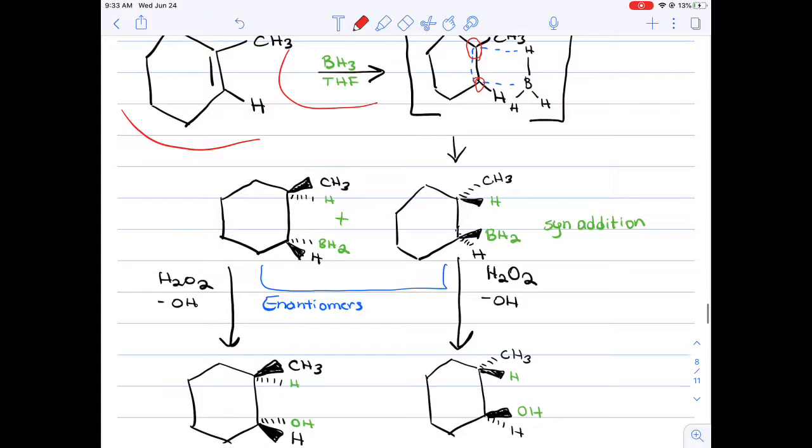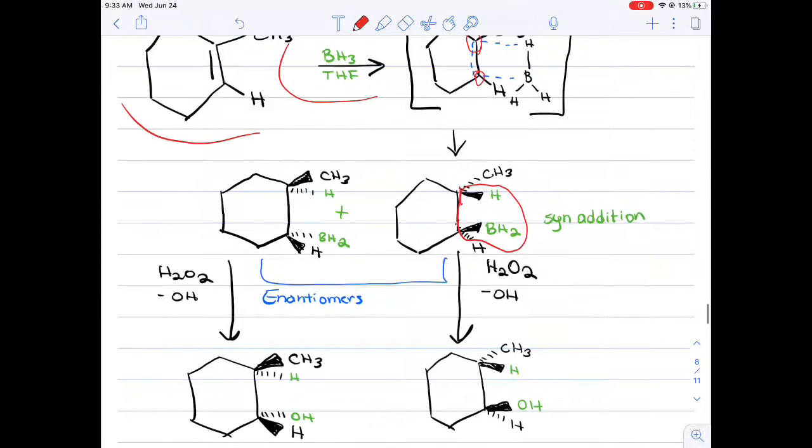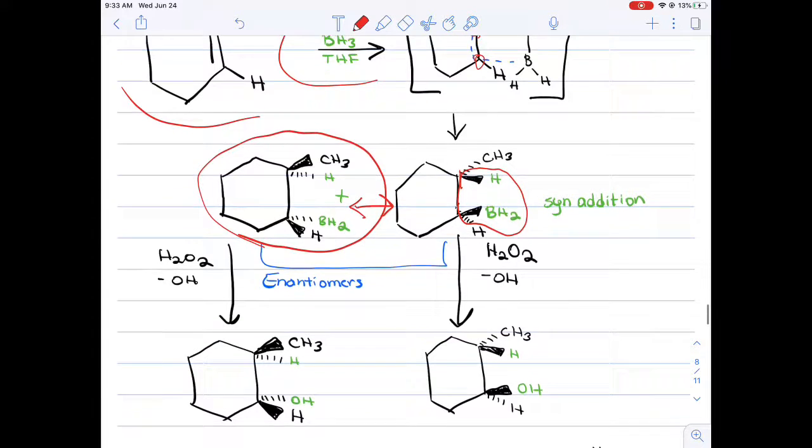So, as a result, you'll have a syn addition because they're going to attach onto the same side of the molecule. In this case, they were both bonded on the front side. They did a front side attack. Just take note that you could also have a backside attack on both of them. So this would be the other result of the backside attack. And just as a reminder, these two are enantiomers.